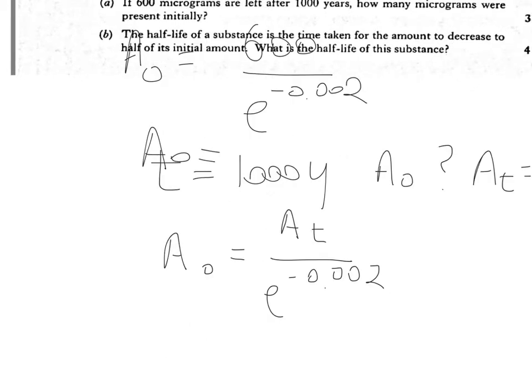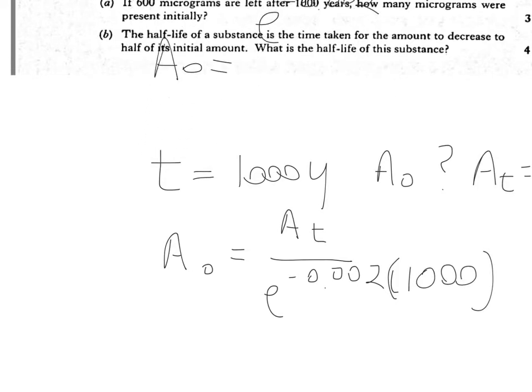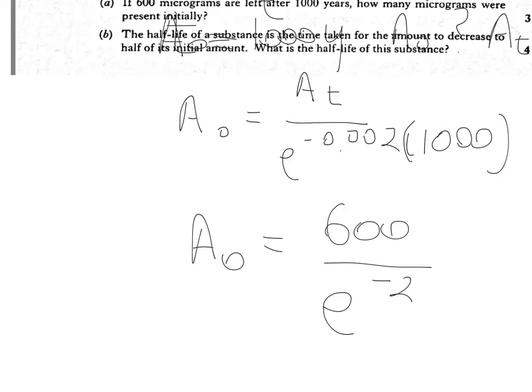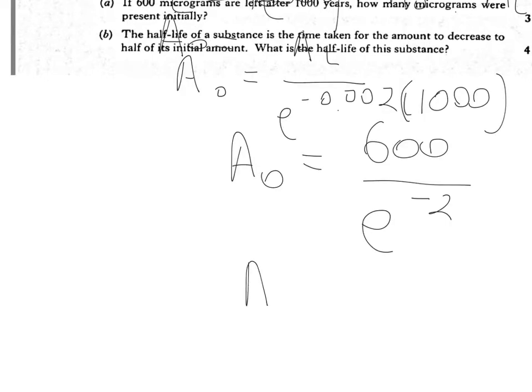So a slight mistake here, it's e to the minus 0.002t. So t is 1000 years. So it will actually be A naught equals 600 over e to the minus 2. And that will give me 4,433 micrograms. That's part A.